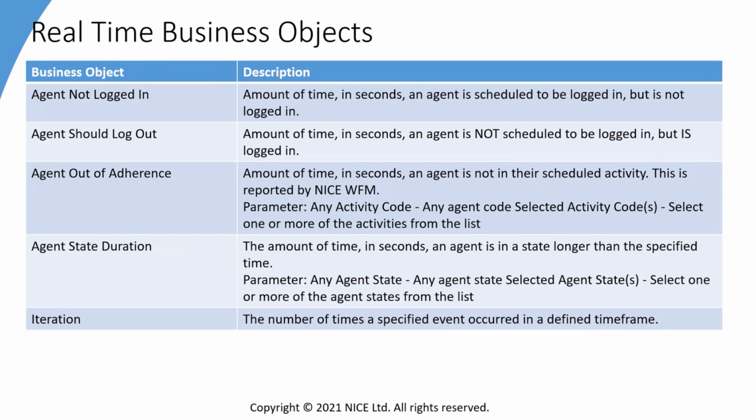Agent out of adherence is the amount of time in seconds an agent is not in their scheduled activity. Basically, this is parameter based. We provide the activity codes where they're supposed to be and determine if they're not in that code, and we'll do a certain amount of alerting.